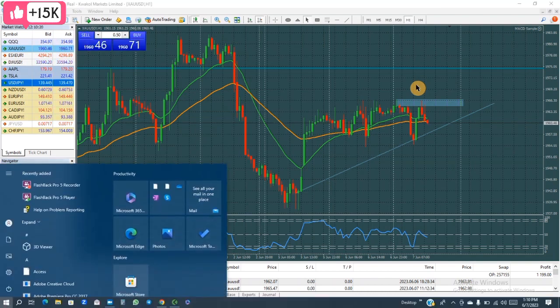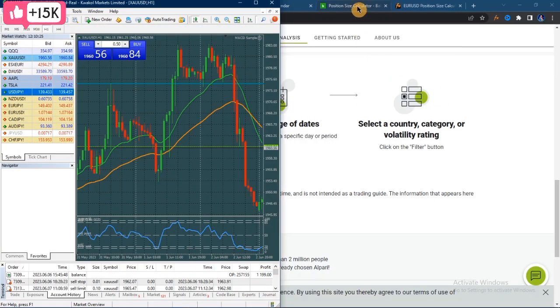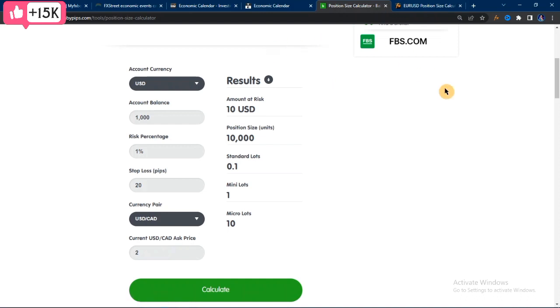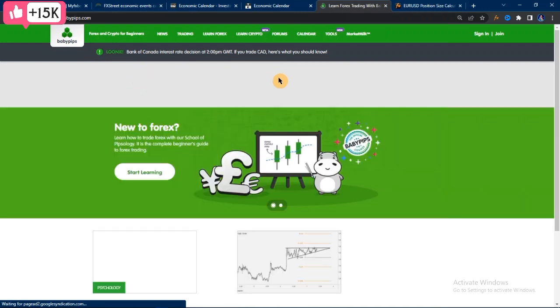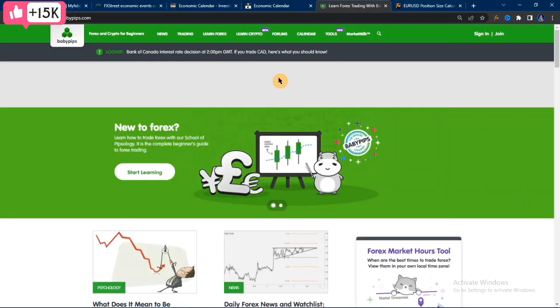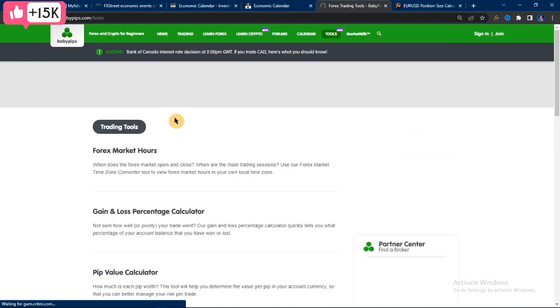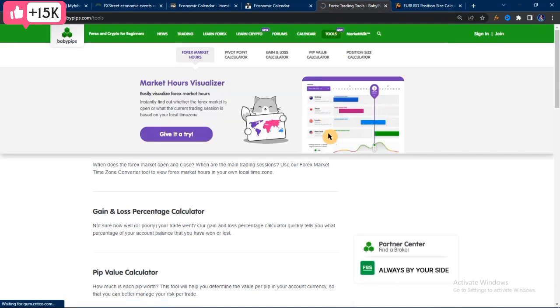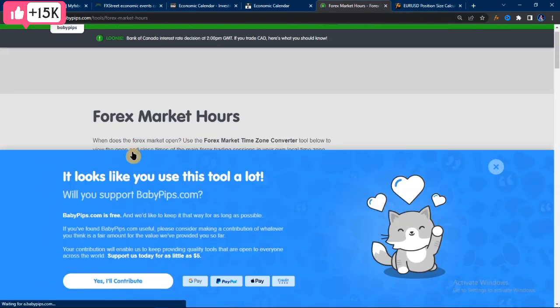Right here you can see Baby Pips. Baby Pips is one of my favorite platforms where I derive news for fundamental trading. Here on Baby Pips, if you go to the option that says Tools, you will see this time frame thing. You just come to Forex Market Hour and click on it.